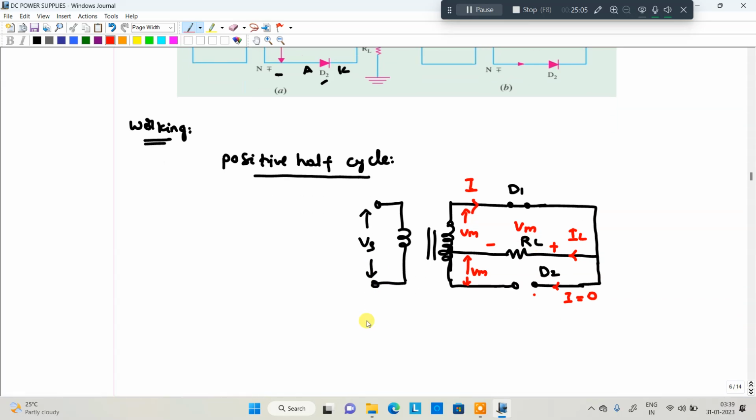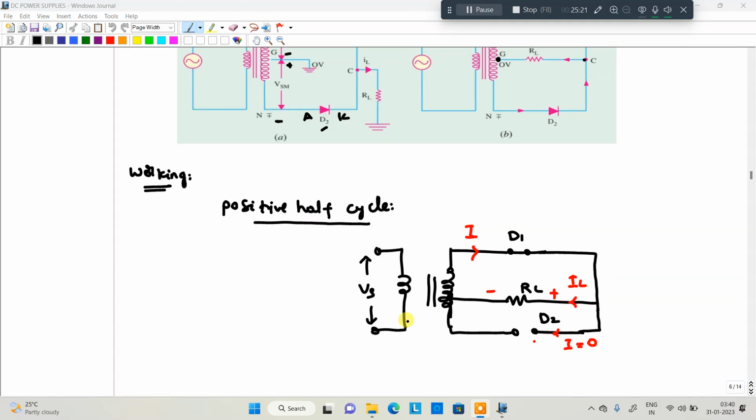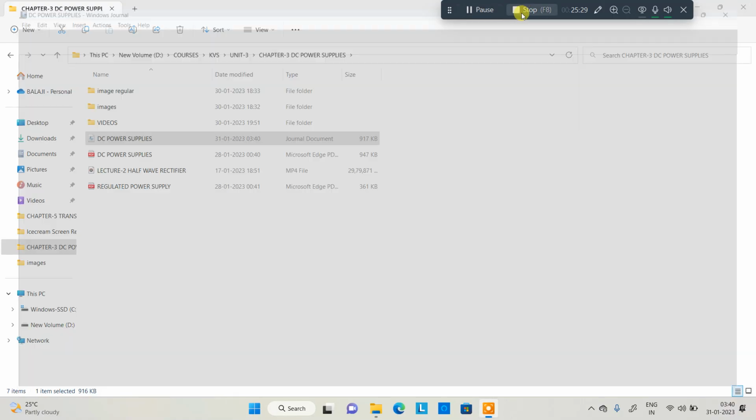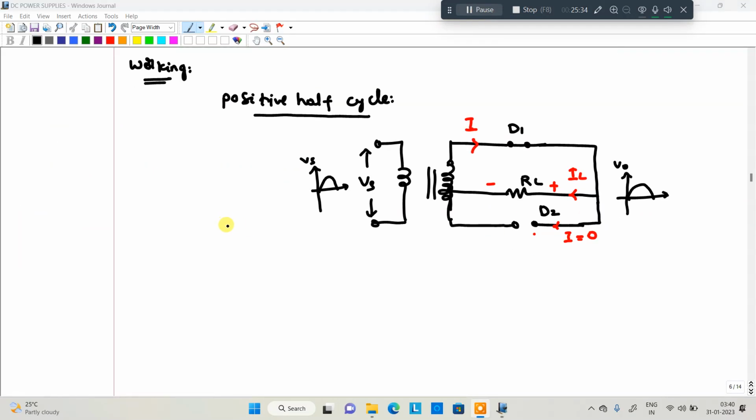So next, coming to the waveforms, how exactly will the waveforms be. The input we are providing is the positive half cycle, and the output we also get is a positive half cycle. Okay, this is the case of the positive half cycle. Then we are moving to the negative half cycle.